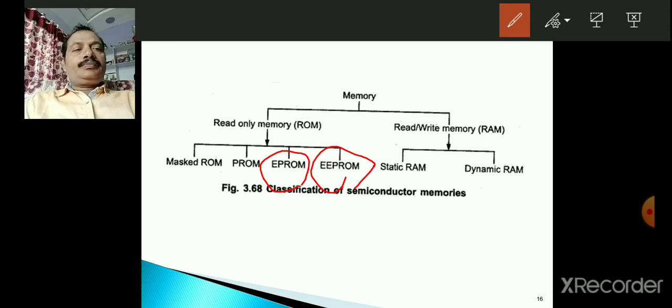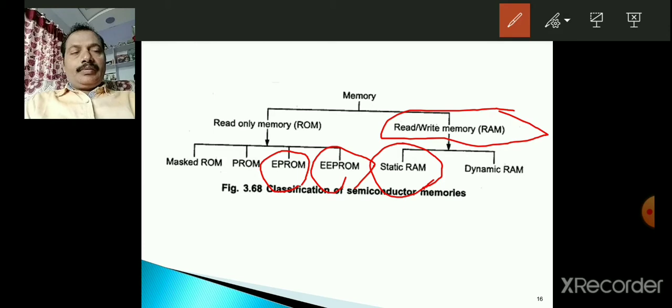Now RAM, read-write memory. In this read-write memory, the data can be read from the memory and the data can be written into the memory. In RAM we have static RAM, where the data will be retained without any disturbance as long as the power is on, the data is available. That is the static RAM.